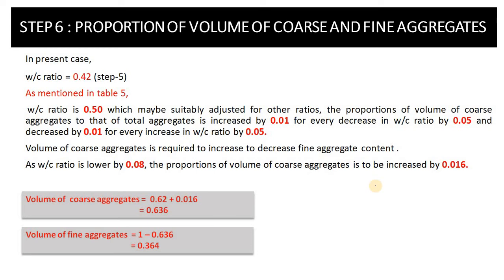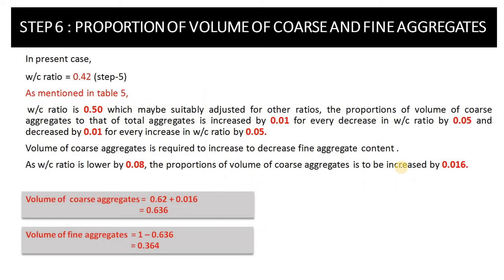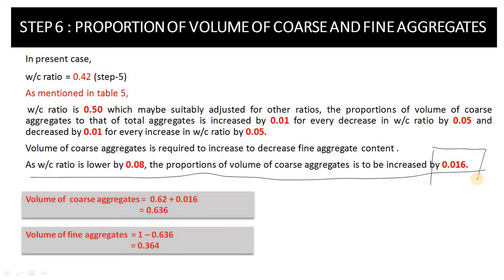As the water cement ratio is lowered by 0.08, and you can see how 0.08 is obtained, which means 0.5 minus 0.42, so it is lowered by 0.08, the proportional volume of coarse aggregate is to be reduced by 0.016. So the volume of coarse aggregate we have obtained is 0.62 from over here. We will add the proportion which we have obtained from here, so we will add 0.016, and we will have the volume of coarse aggregate as 0.636.